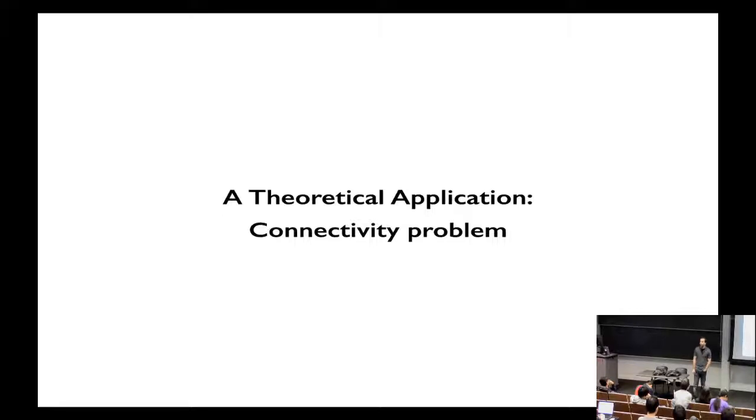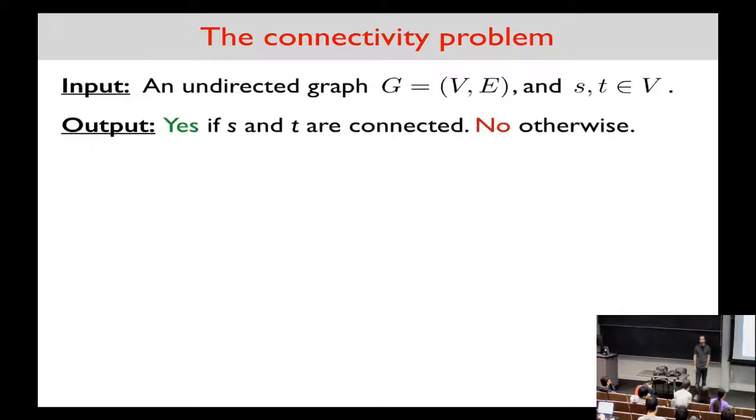And this is going to be about the connectivity problem. So what's the connectivity problem? You're given an undirected graph G and two vertices, S and T. Your task is to figure out whether S and T are connected, if there's a path between S and T. So you output yes if that's the case, you output no if it's not the case. This is a really fundamental problem in computer science. A lot of problems you can encode as a reachability problem in graphs.